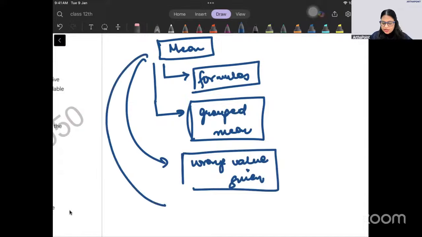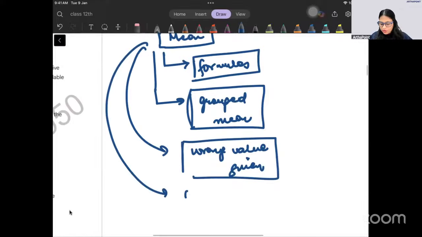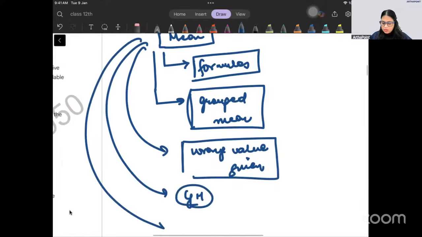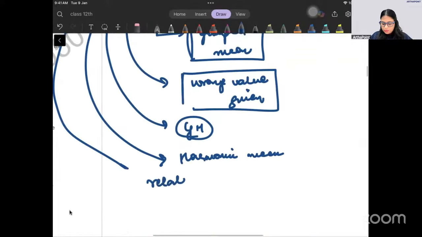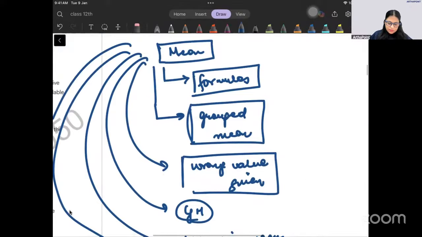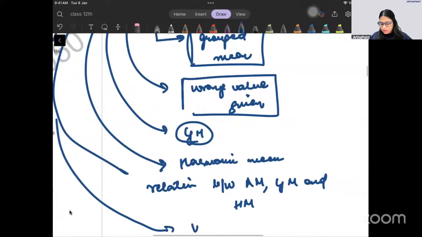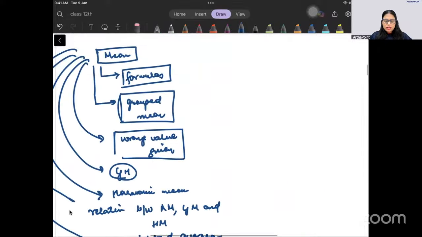उसके बाद you need to understand geometric mean, harmonic mean, and relation between AM, GM, and HM, and last, weighted average. मीन में ये सारी चीजें इंपॉर्टेंट हैं.